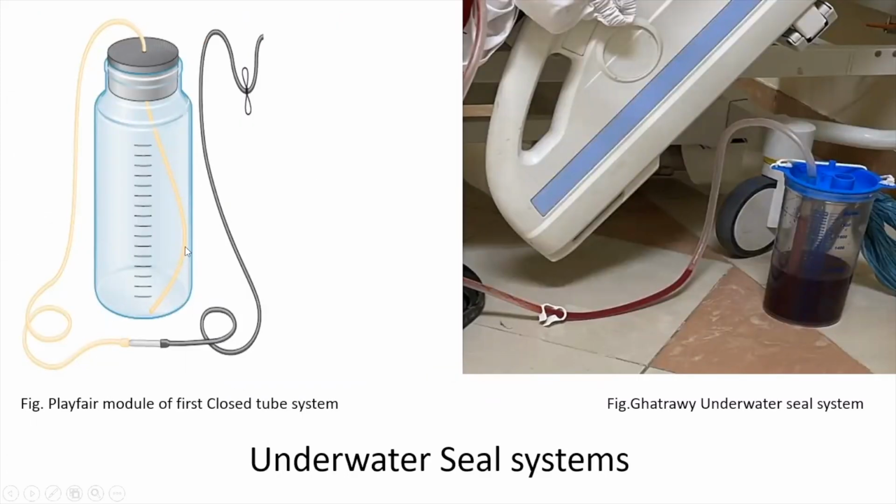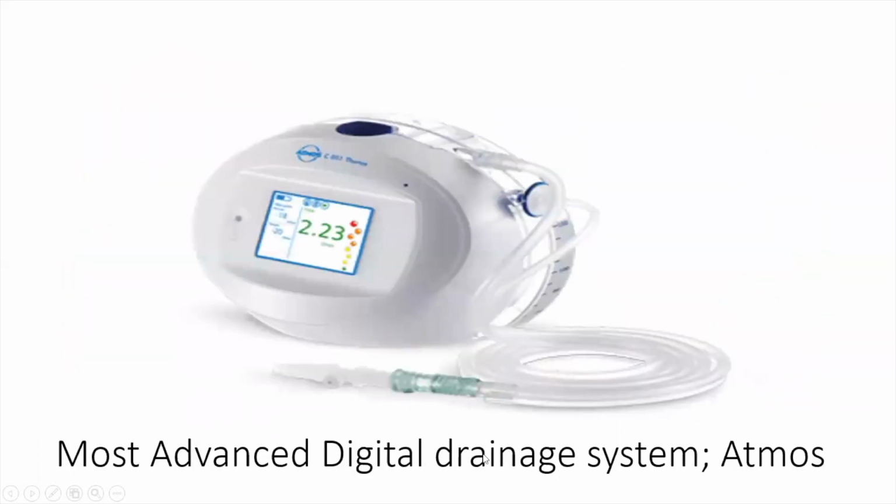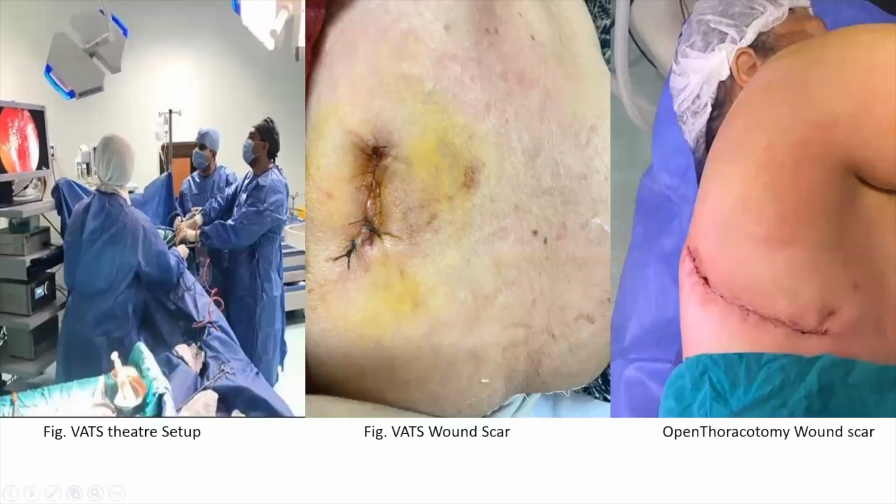Here is a diagram of the first model for the closed tube system, and this is our current underwater seal drainage system. I think you can see how much it's the same principle. And then more advanced dry drainage systems have been introduced into the market. This is the Atrium drainage system, and this is the Sinapi drainage system. And then the most advanced is the digital drainage system. One of them is Atmos, and it depends on digitalized drainage under continuous pressure, with many features that help you control the condition of your patients.